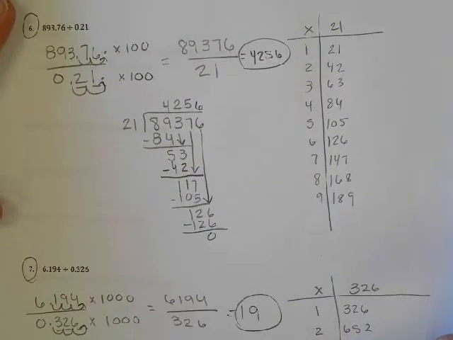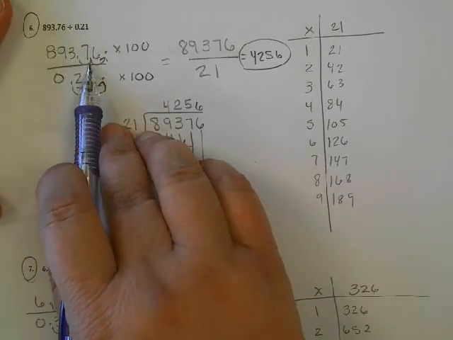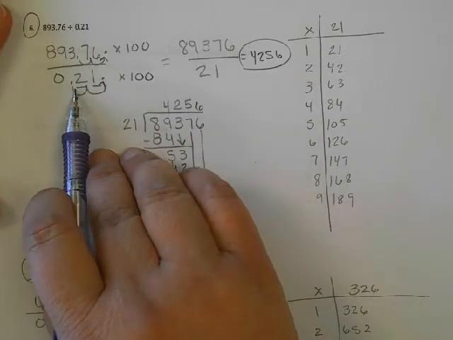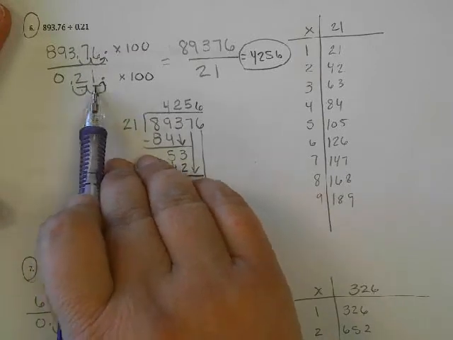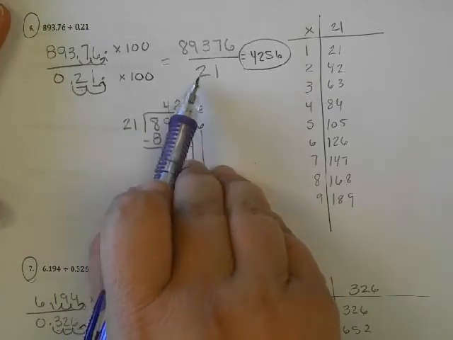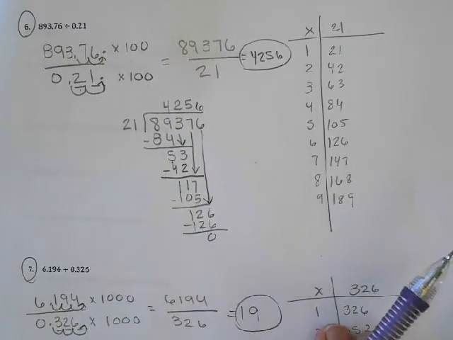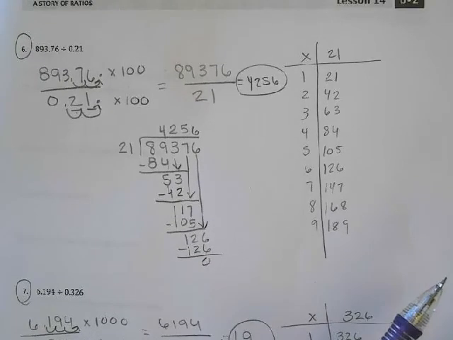Again, the first thing you should have done was set up your fraction, 893 and 76 hundredths over 21 hundredths. Because there are 2 digits behind the decimal in your denominator, you multiply that by 100. And you should have gotten 89,376 over 21. So you divide 89,376 by 21, and you should have gotten 4,256. I'll give you a moment to pause the video so that you can check your work.